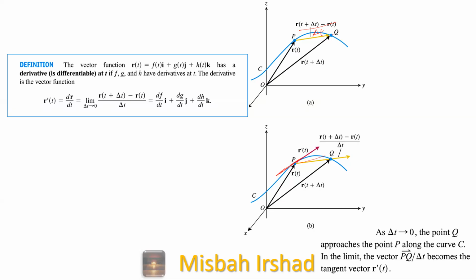So dr by dt, or r prime t, is the tangent vector. This tells us how fast the particle moves, and it also gives us the direction of the movement. So it gives two pieces of information: the speed of the particle, and the direction of the particle at some particular point.